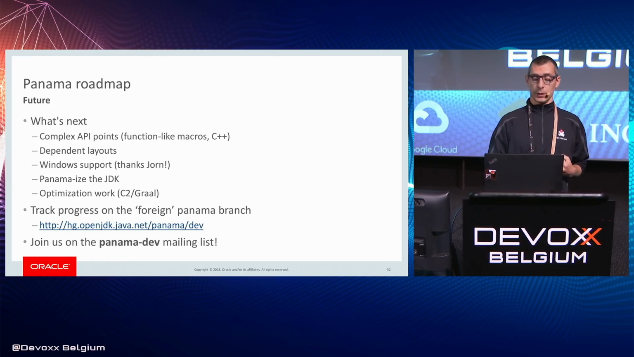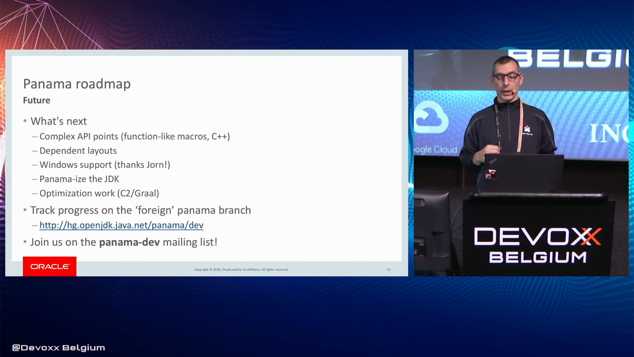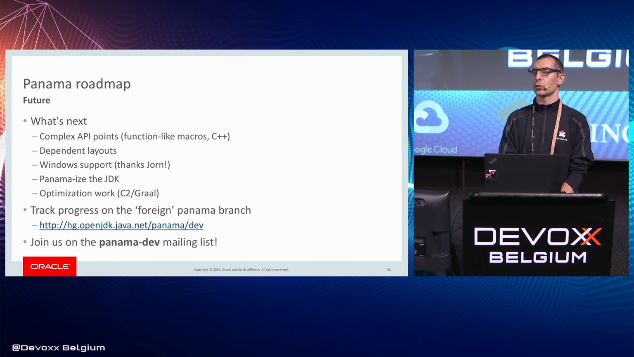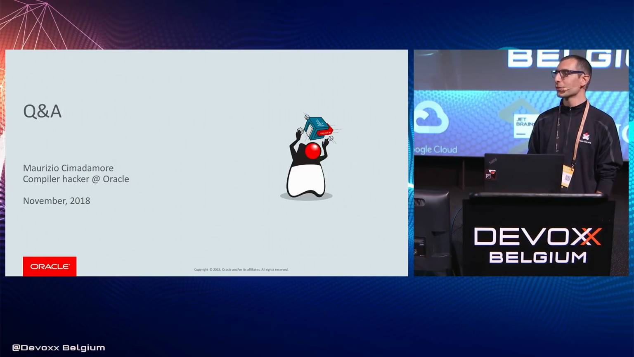And you can keep track of the progress on the Panama foreign branch, which is where all the action related to jextract and the binder happens. And you can join our mailing list and report your feedback there. This is the end of my talk. I think we have plenty of time for answers and questions, hopefully.